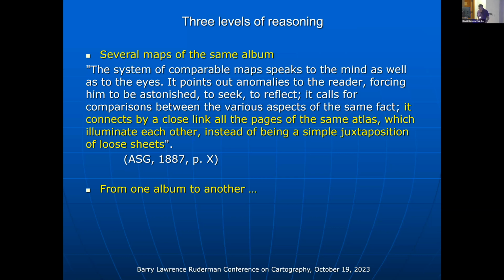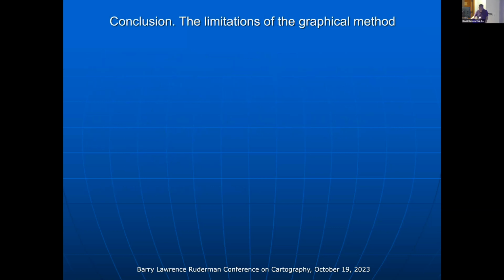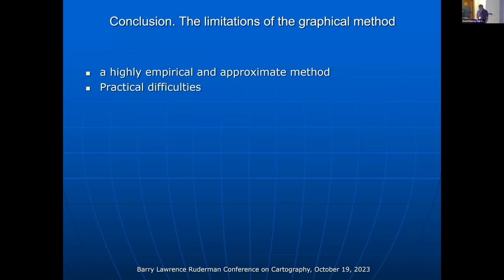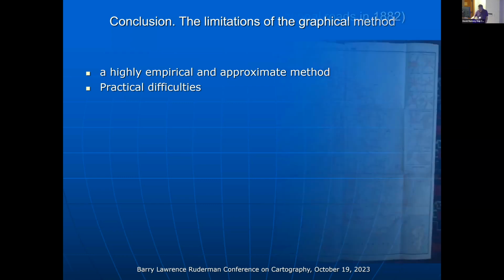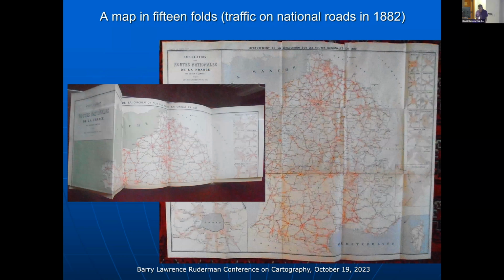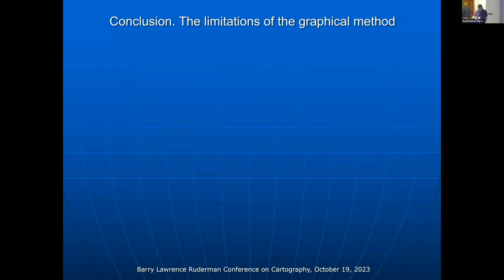We can smile at this claim to make sense of the maps. In reality, it's very complicated to connect anything in the albums. One reason is that the proposed method seems highly empirical and approximate. It also comes up against practical obstacles linked to the size of the maps and their folding system. Imagine how complicated it is to read and compare folded maps, sometimes with as many as 12 or 15 folds.